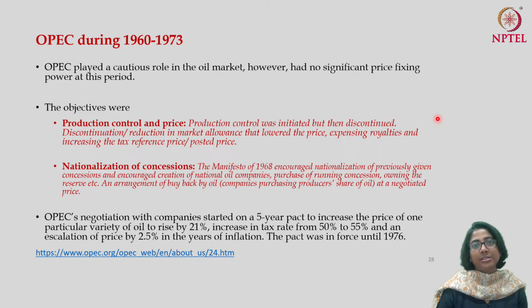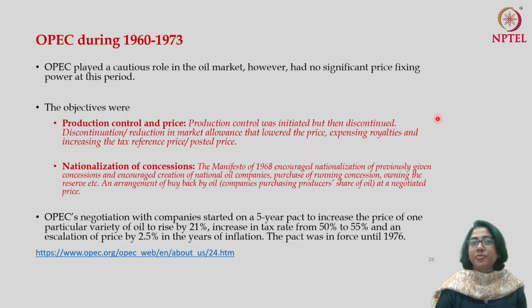If you look at production controls, the OPEC countries together realized that at the heart of the reduction in price, or depressed price, is the high supply from the countries. This is one of the main reasons. So production control was initiated in the early phases of OPEC. However, it was not very successful during this decade. The second thing they did in order to recover the price was the discontinuation or reduction of market allowances that actually lowered the price.